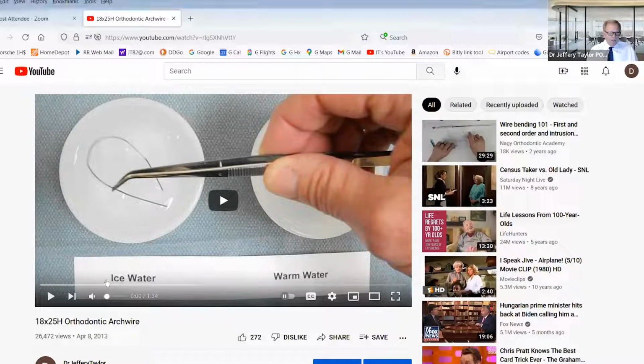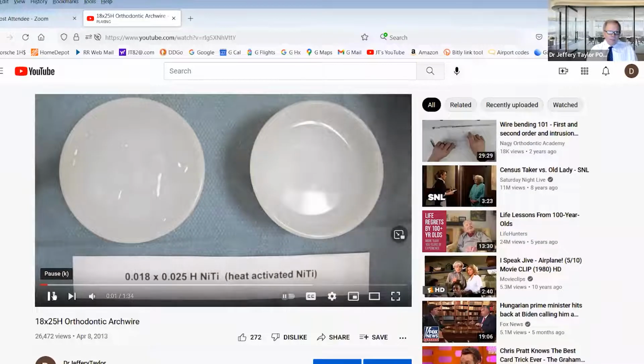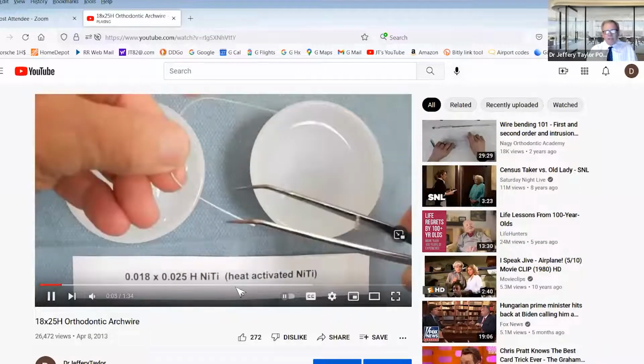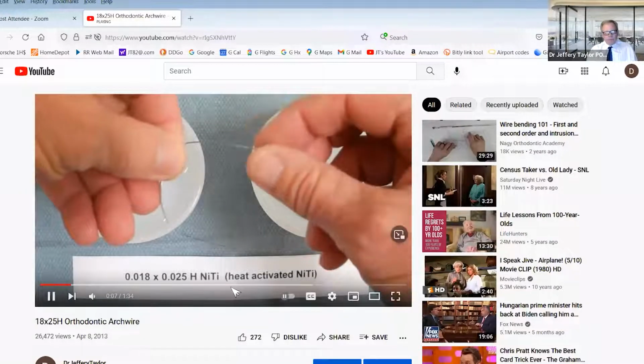So this is a piece of this wire. We call it 18 by 25 heat activated NiTi. It's nickel titanium alloyed with copper, and this is a proprietary combination of materials. But what happens between cold and hot, it changes phase. So watch as we go through here. You've got this heat activated NiTi, and it comes out of the bag, and it's 72 degrees. It's room temperature, 20 C.